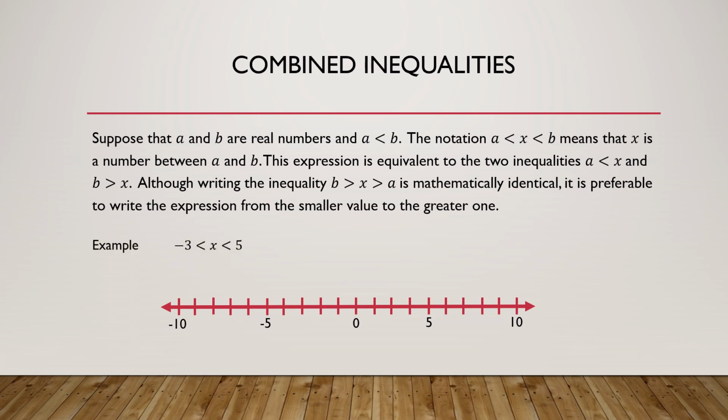In the example, we have negative 3 is less than x is less than 5. The graph depicts values between negative 3 and 5. Note that both negative 3 and 5 are depicted with open circles as the inequality is less than.